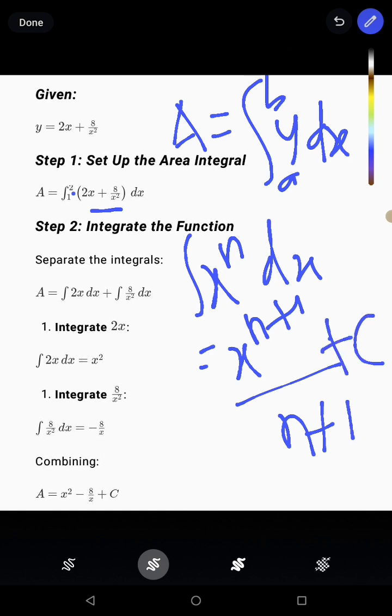So by that rule, that will be now 2x raised power 1 plus 1, because initially the power of x is 1 over 1 plus 1. The 1 plus 1 will be 2, which cancels the 2, so we are left with x squared here. And the same thing, 8 over x squared. Let me tell you how we go about 8 over x squared.